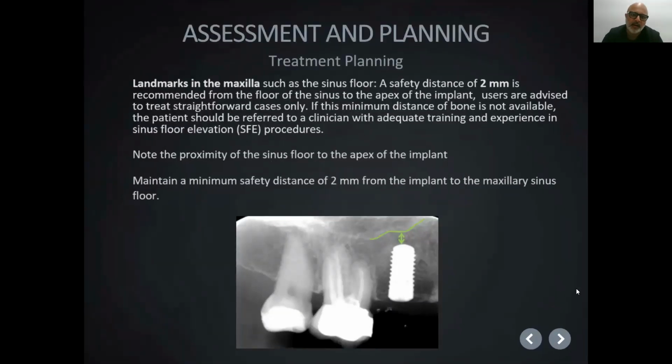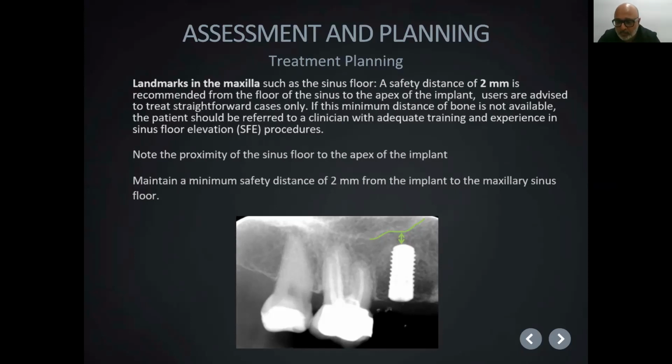Okay. Landmarks in the maxilla, such as the sinus floor. A safe distance of 2 millimeters is recommended from the floor of the sinus to the apex of the implant. Have I placed implants much closer or right to the sinus? Yes, I have. Sometimes when it's like that, we will use tenting, or what's known as a transalveolar approach, where we basically are tenting the membrane but through the osteotomy that we've drilled for the implant. Alternatively, if we assess these cases properly in advance, we then give the patient also the possibility of having a sinus lift.